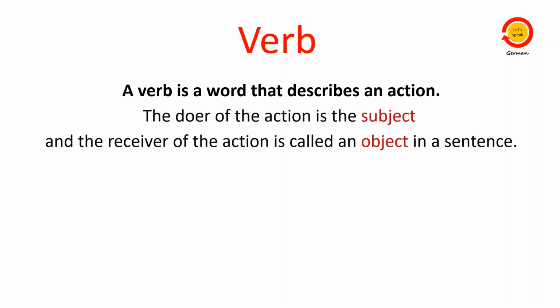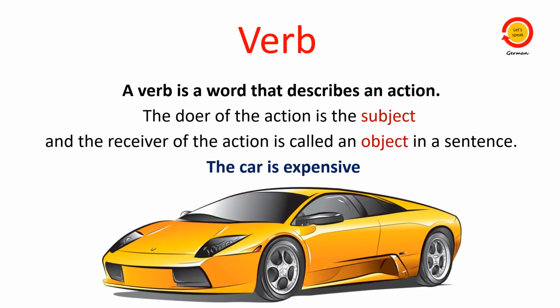The doer of the action is the subject and the receiver of the action is called an object in a sentence. Few sentences may not have an object. For example, the car is expensive. Here, the car is doing the action of being expensive. Hence, it is the subject.